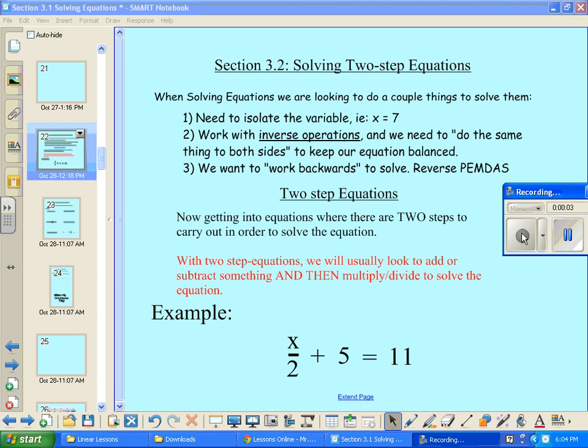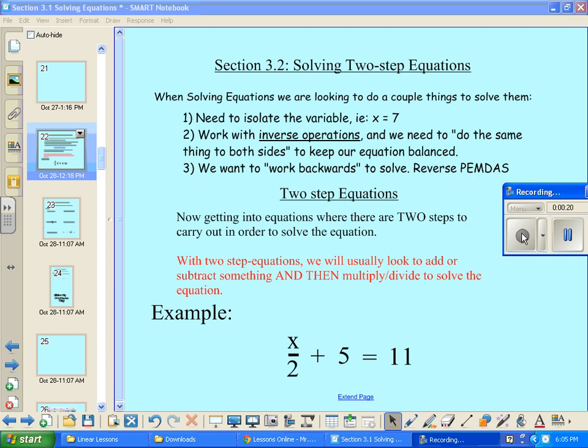Today we're continuing on in section 3.2, solving two-step equations. Yesterday we did some problems that would take 2 steps to solve. Today we're going to look at some more typical problems though that you're going to see when we refer to two-step equations. Here's what we're talking about is the examples we're going to go through today.